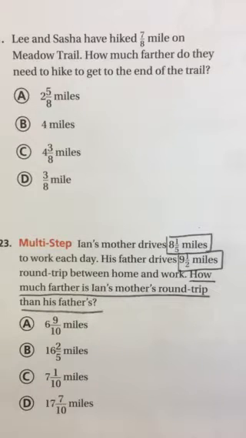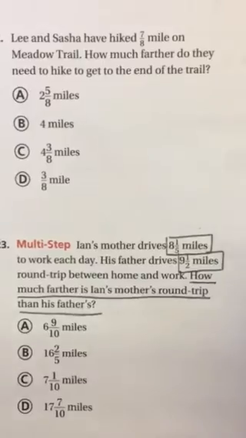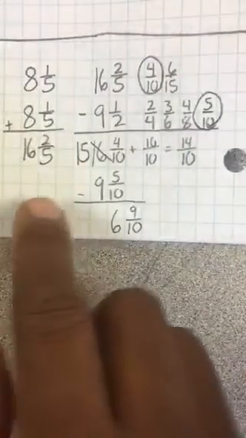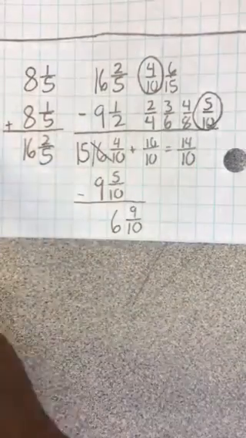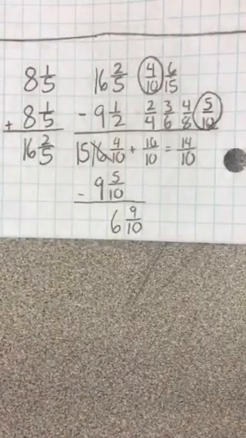Ian's mother drives 8.5 miles to work each day. That means she's also going to have to drive 8.5 miles to get back home. His father drives 9.5 miles round trip. That means that when he goes to work and then back home, he only goes 9.5 miles. So for mom's trip, mom has to do her trip twice.